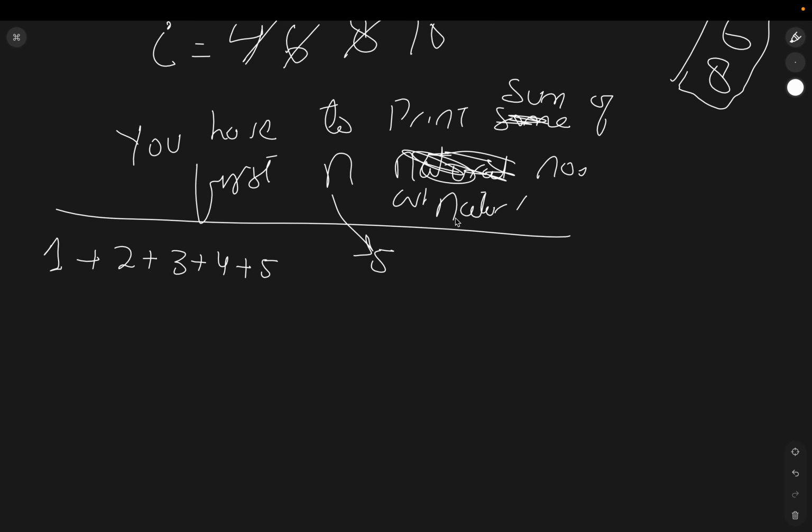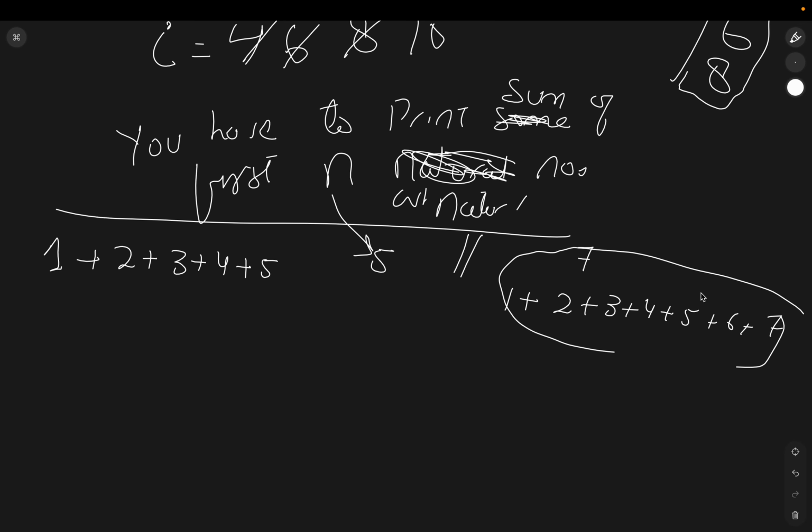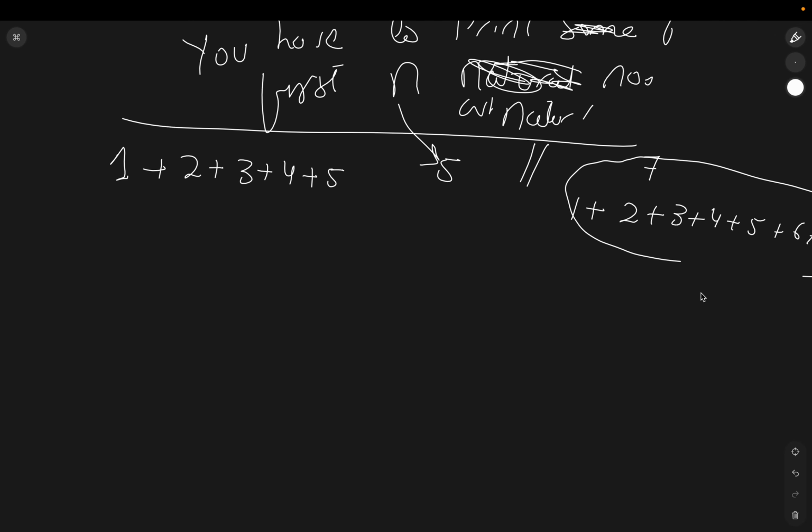Getting this point? And if I am saying my n is 7, so at that time it will be 1 plus 2 plus 3 plus 4 plus 5 plus 6 plus 7, right? This should be the case here. Getting this point? So how will we be doing this question? Let's say this n is 5, then n is 7.